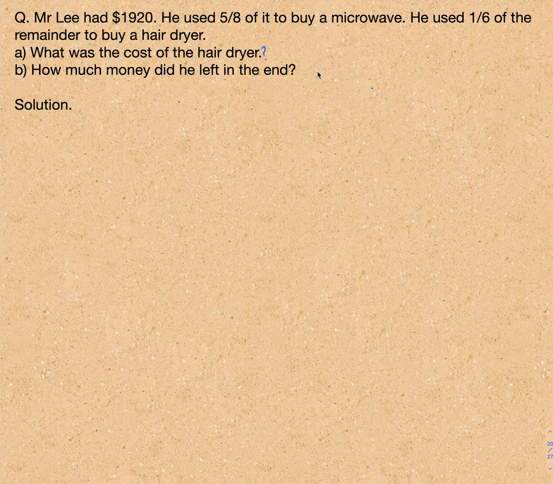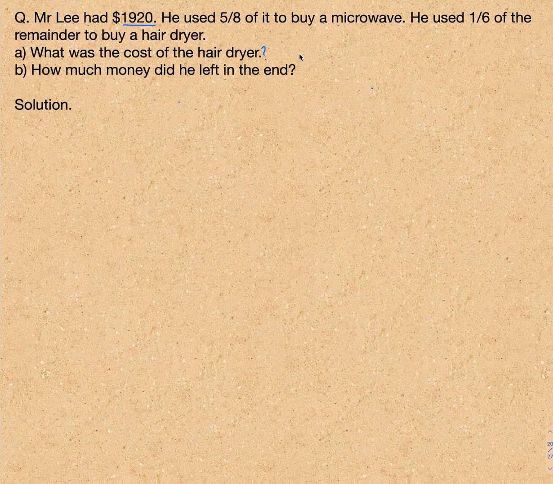So what we have here is that the total amount of money Mr. Lee had is $1,920, and he used 5/8 of it to buy a microwave. And then of the remainder money, whatever he's left with after buying the microwave, he used 1/6 of that remainder money to buy the hairdryer.